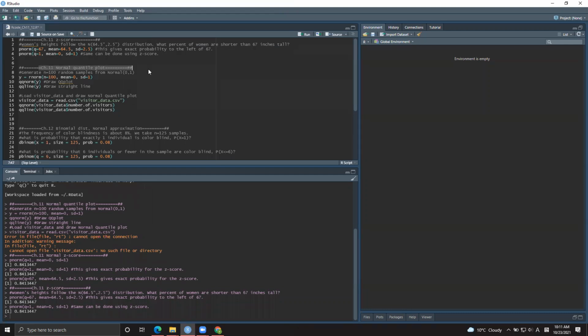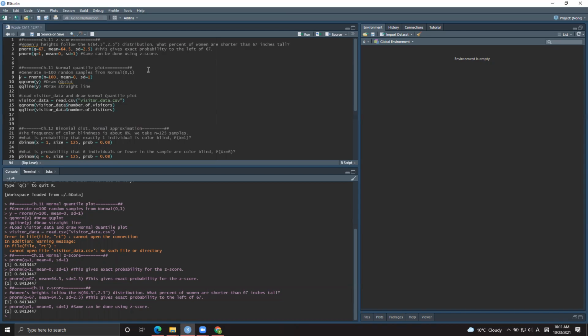Okay, and then we also looked at in chapter 11 how to draw a normal quantile plot. The normal quantile plot is needed before you make any inference about your population using normal distribution. You need to check if your data actually follows a normal distribution. So we are going to use the normal quantile plot to check if your data follows a normal distribution.